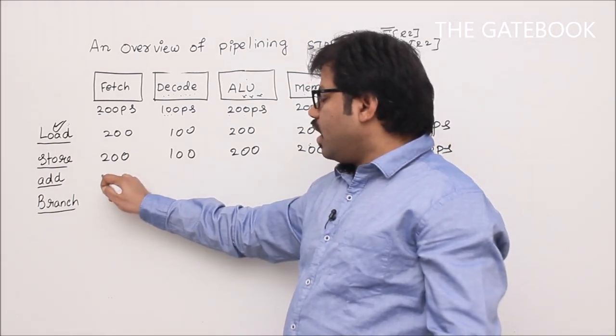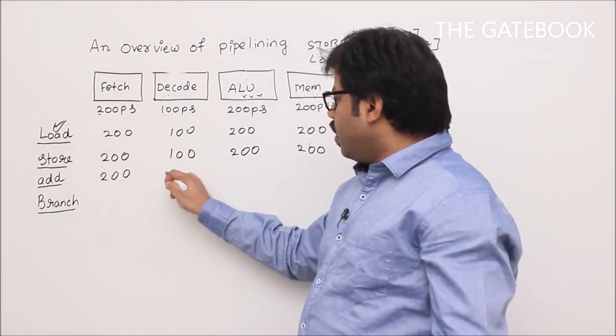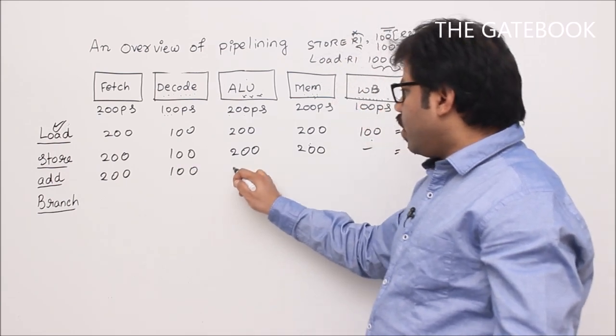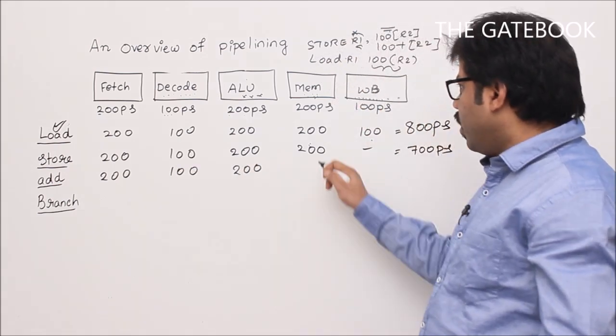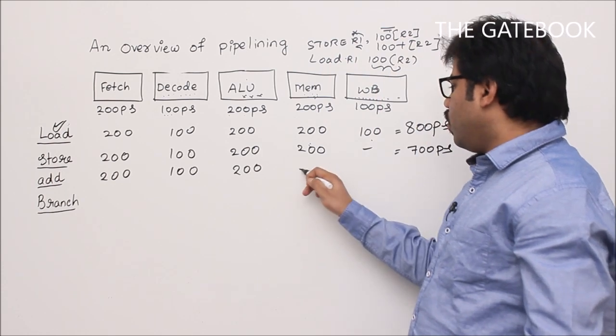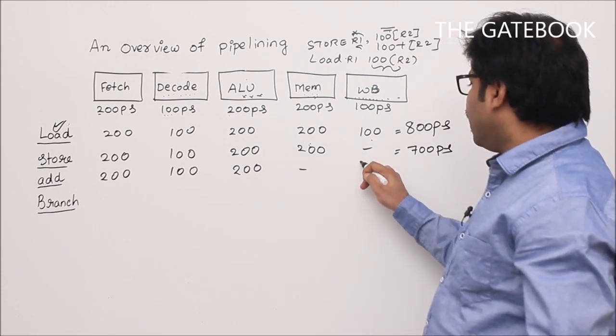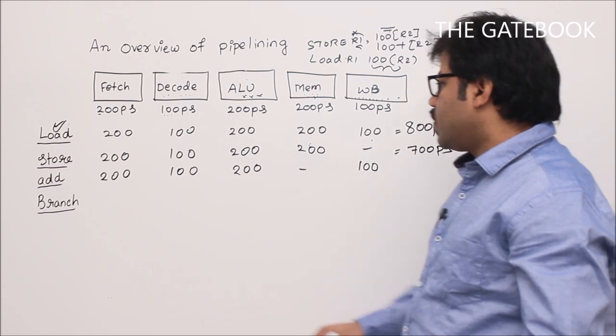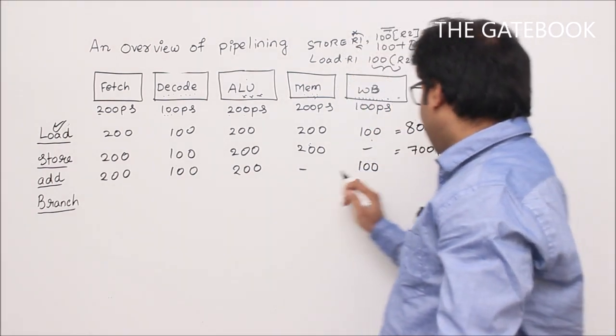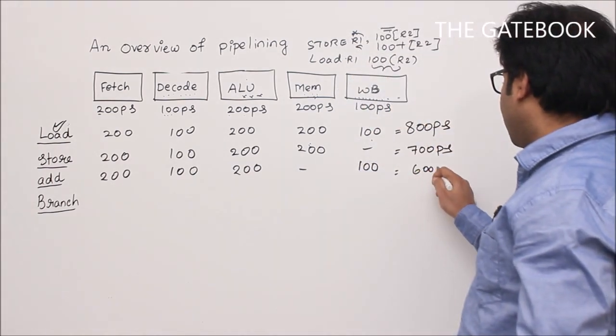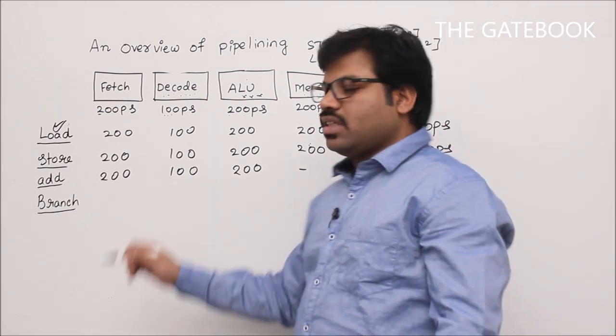Similarly for add, it might require 200 for fetch and decode 100. The ALU requires 200. But is there any memory access, are you writing anything in memory? No. Are you writing anything in the register? Yes. So that's 200, 300, 500, 600. You require 600 picoseconds. Now the branch instruction.